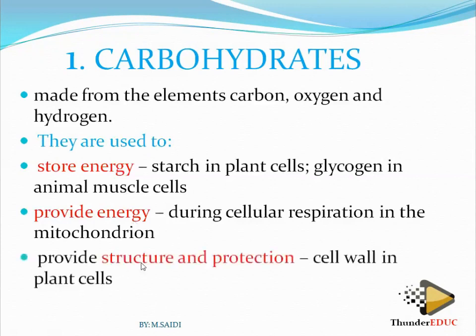Number three, it provides structure and protection of the cell. It makes up a structure of the cell and also provides protection. If you look at the cell wall in plants, it is made up of cellulose. Cellulose is an example of a carbohydrate. Therefore, carbohydrates can also be used for protection. So basically, it stores energy, provides energy when it breaks down into glucose. You produce energy for the normal functioning of the body, and then you have structure, make up the structure of the cell, and also protection if you look at the cell walls.